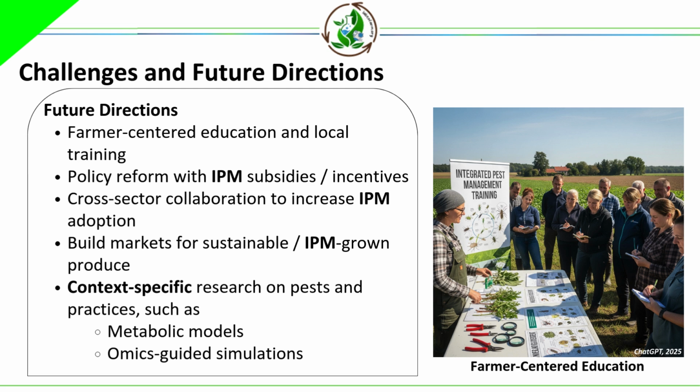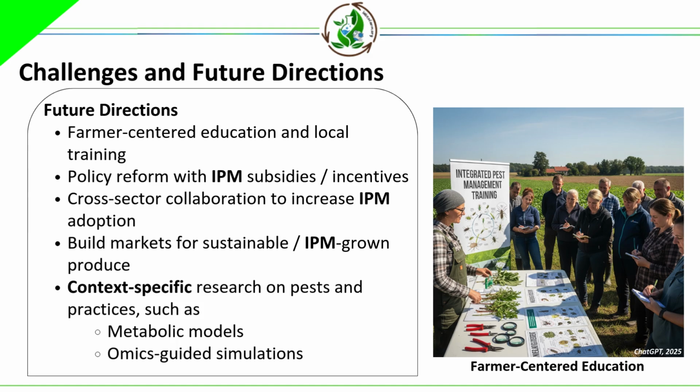Future improvements in IPM rely on a few key areas that go beyond the lab. First, we need farmer-centered education. Training programs that are local, practical, and focused on the specific crops and pests farmers actually deal with will give them the confidence and skills to use IPM successfully. Policy changes, like subsidies or incentives for IPM adoption, can help. Cross-sector collaboration is also crucial to share knowledge between researchers and farmers. And finally, building markets for sustainably grown produce creates consumer demand, which is a powerful incentive.